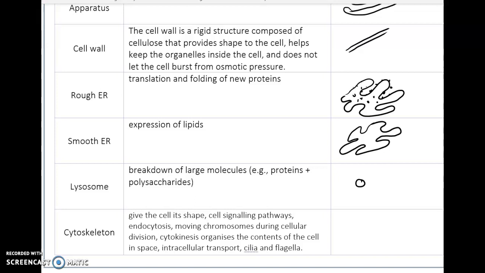Now, your lysosomes, often we just draw it as a little vesicle, a little vacuole. Just be aware that it's full of enzymes. And the cytoskeleton, I'm actually not going to try and draw that because I'm going to end up making a mess. Be aware that it's got a lot of roles.